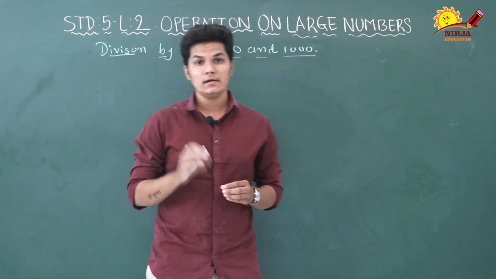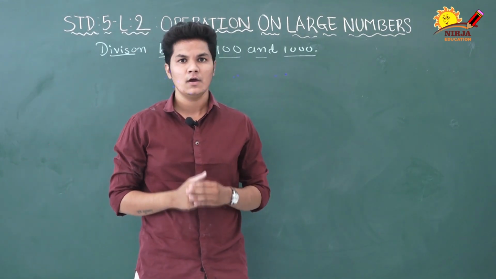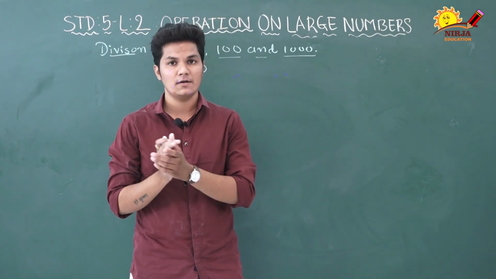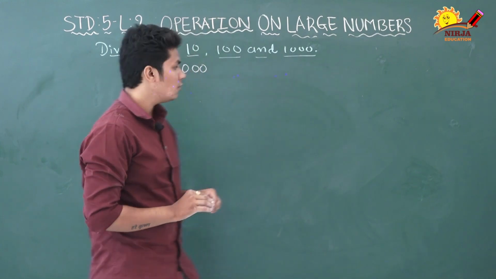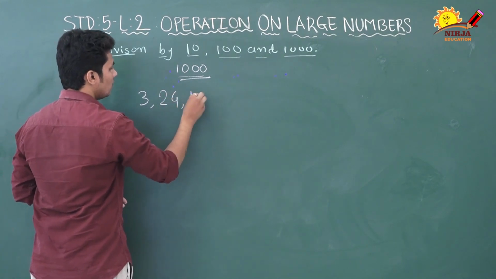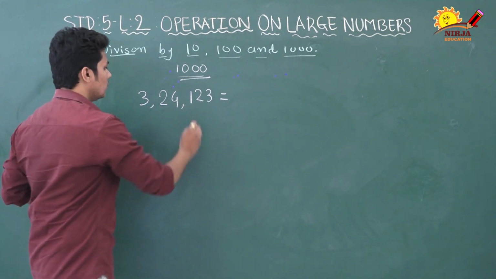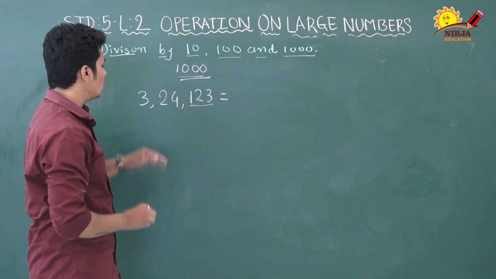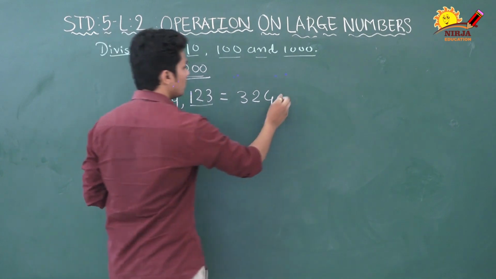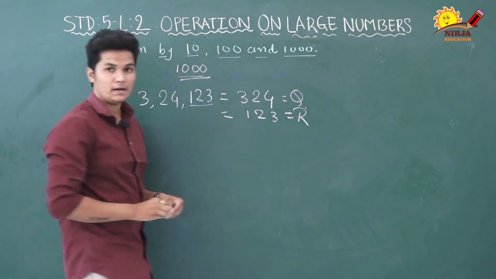Okay students, now when a number is divided by 1000, we obtain the quotient by writing the dividend without the hundreds, tens and ones place, and the number formed by the hundreds, tens and ones places is our remainder. For example, 3,24,123. So, we will write the dividend without the hundreds, tens and ones digits. So that will be our quotient. So 324 is our quotient and 123 is our remainder.